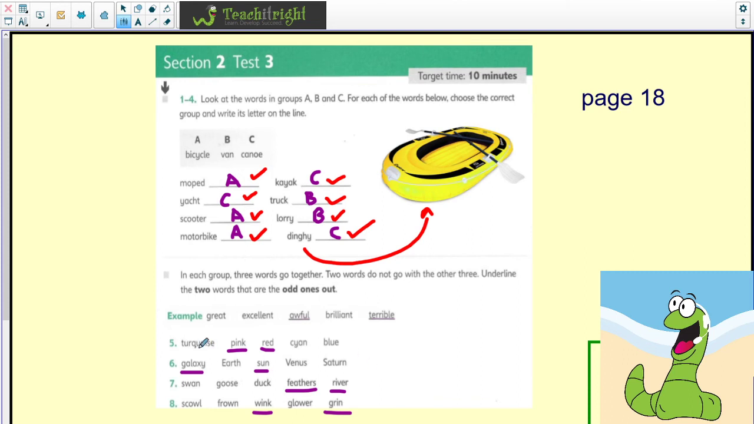Then we've got opposites, turquoise, cyan and blue, obviously all blue colours, pink and red. Earth, Venus and Saturn are planets, so Galaxy and Sun are the odd ones out, so again give those a tick. Then we've got swan, goose, duck, feathers and river. So feathers and river would be the odd ones out there. Scowl, frown, wink, glower and grin. So all of those, wink and grin. If you're scowling or frowning, you're looking at someone, you're a little bit grumpy, not very pleased. But if you're winking or grinning, those are the odd ones out.